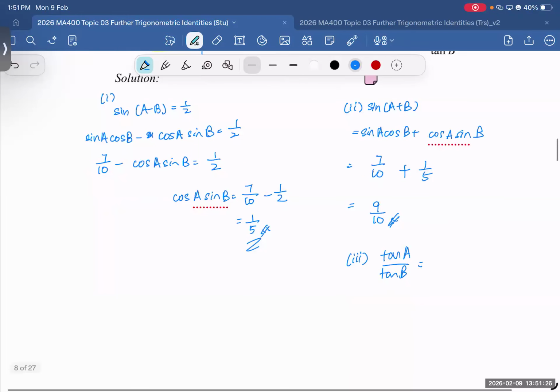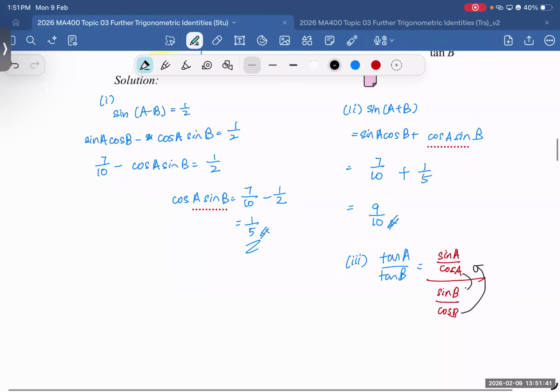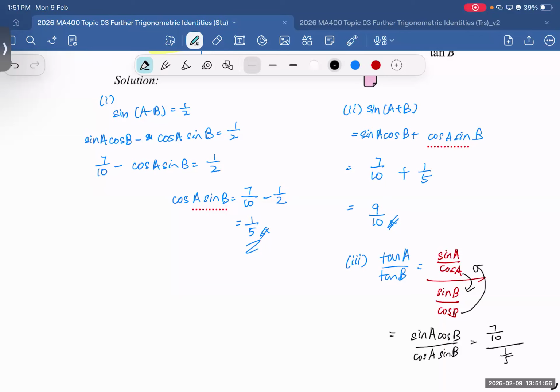Okay. So tangent A is the same as sin A over cos A. Tangent B is the same as sin B over cos B. Right? I multiply this up, I multiply this down. This is the same as sin A cos B over cos A sin B, which will give me the answer of 7/10 divided by 1/5. The answer is 7/2.